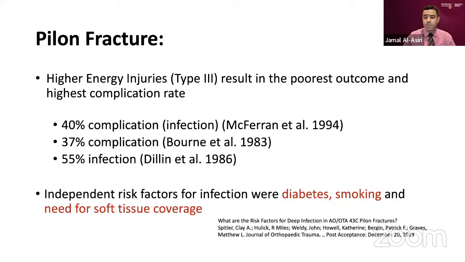A couple of studies talk about what the risk factors are for deep infection in these Pilon fractures. They found that independent risk factors such as diabetes, smoking, and need for soft tissue coverage can increase the risk of infection.